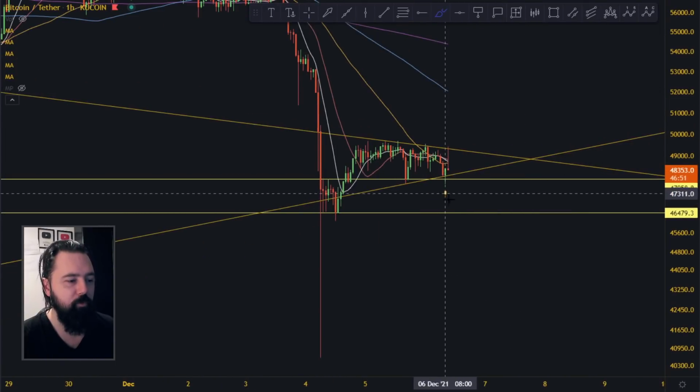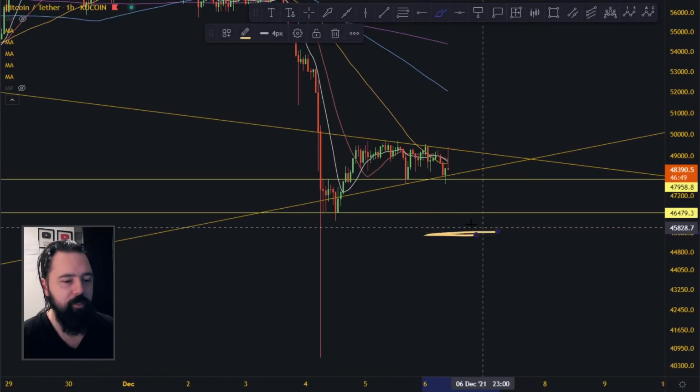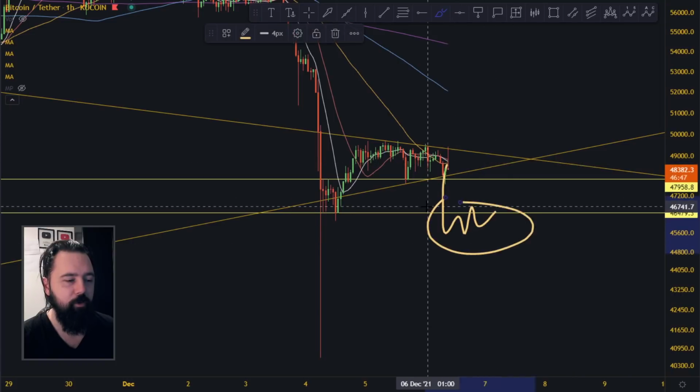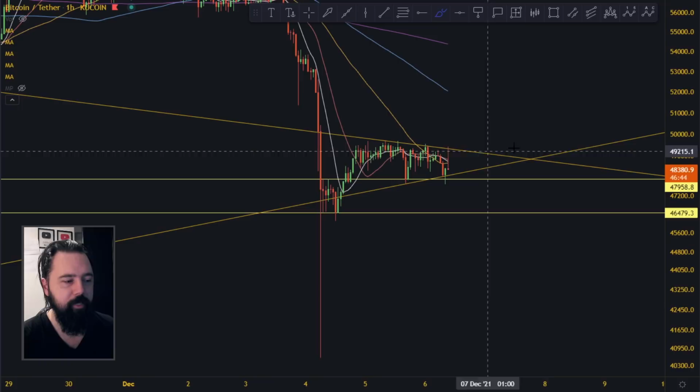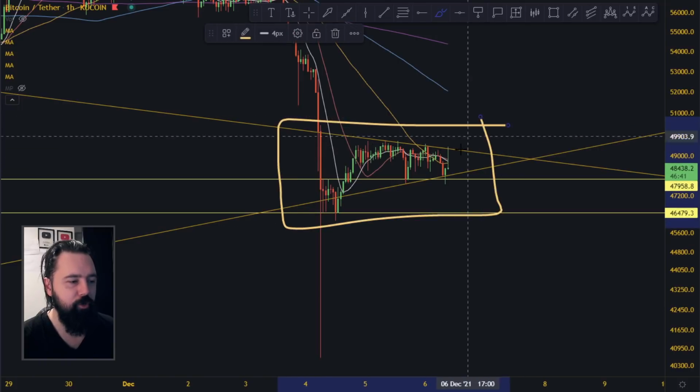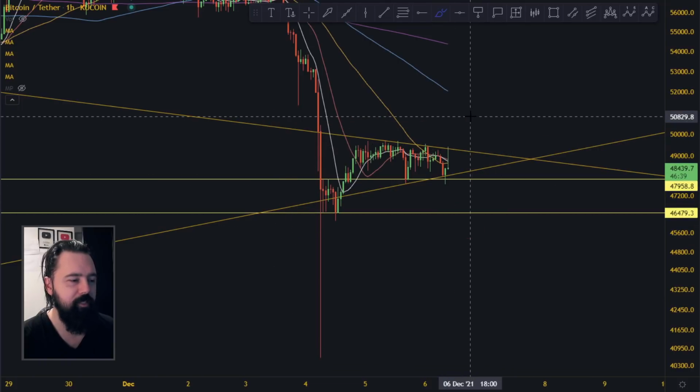But if we do get moved towards the downside down here, I'm looking at some kind of 45,000, something like that, maybe some kind of consolidation down here before the move again to the upside. And in the next video, I'm gonna show you some kind of fractal out of this, I think, if it continues playing out.